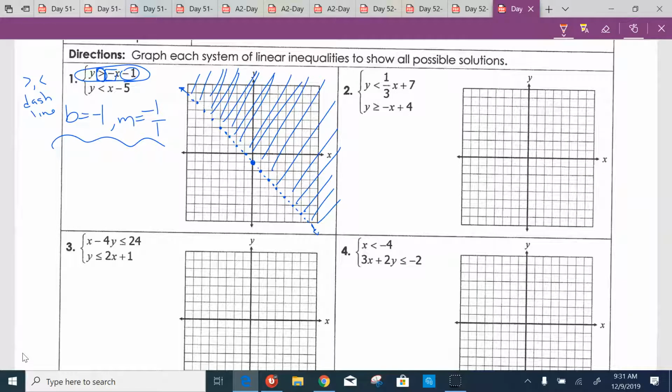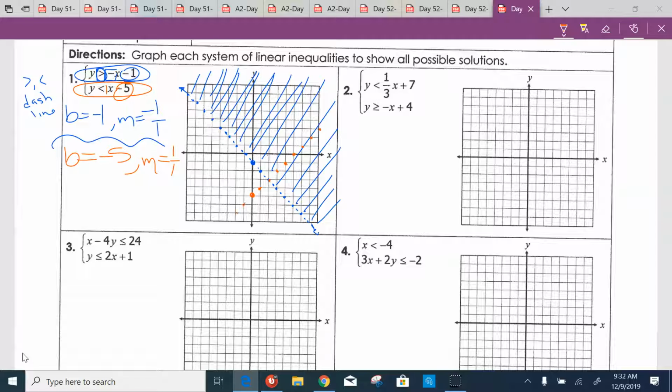Now I'm going to switch up my color and graph my second inequality, y is less than x minus 5. For my second inequality, the y-intercept is at negative 5. So I'll go down 1, 2, 3, 4, 5, and plot a point. My slope is the number in front of x. I have an invisible 1 there, so I have a 1 over 1. So I go up 1 over 1 to continue to find all the whole number solutions to this line.